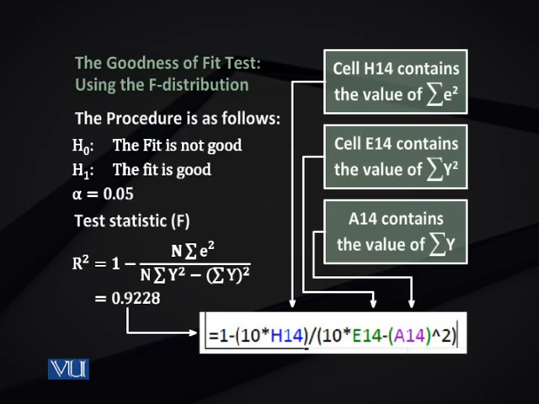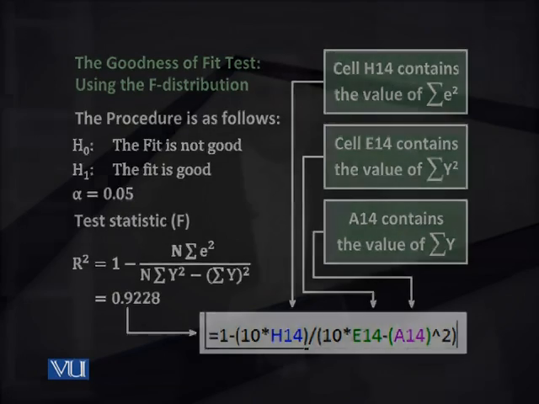So how can we interpret it? The explanatory power of the model is 92.28%. So we multiply it by 100 and say this is the percentage, the ratio of explained variation to total variation, as you had defined the coefficient of determination.